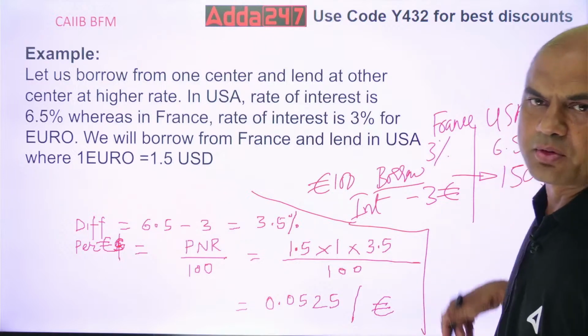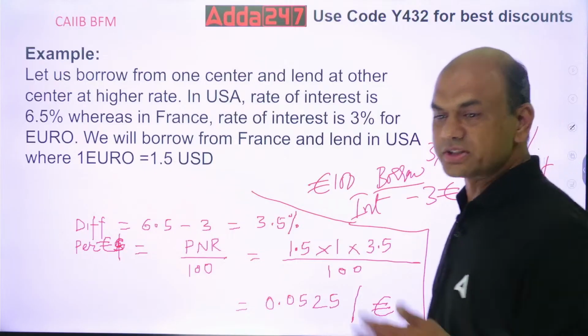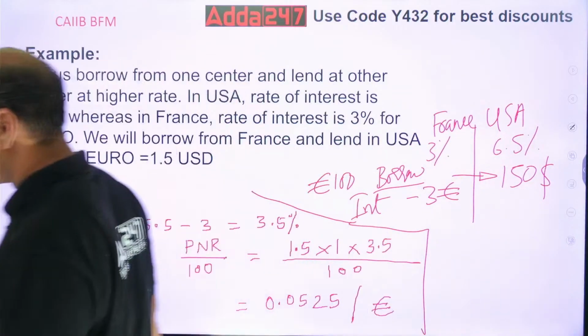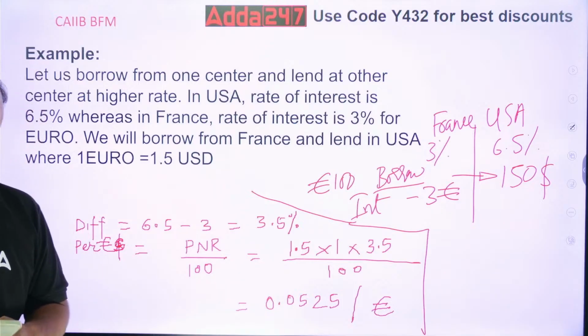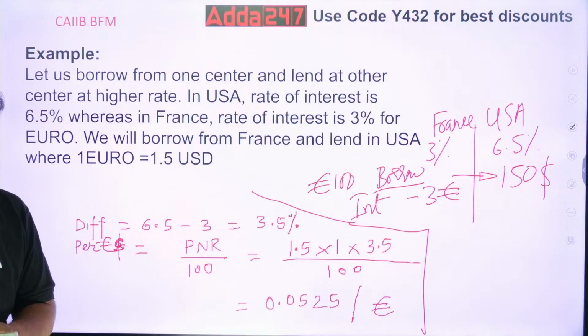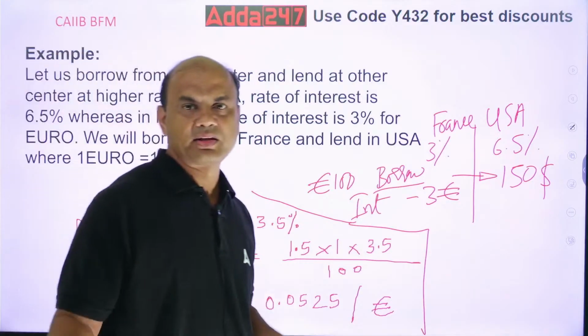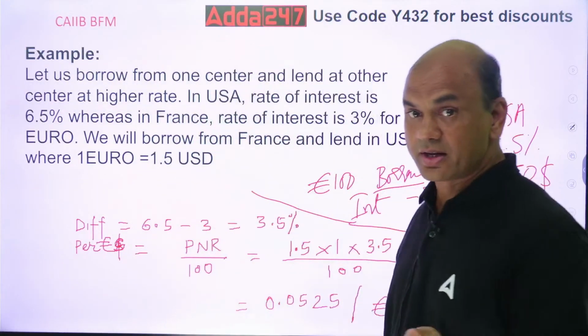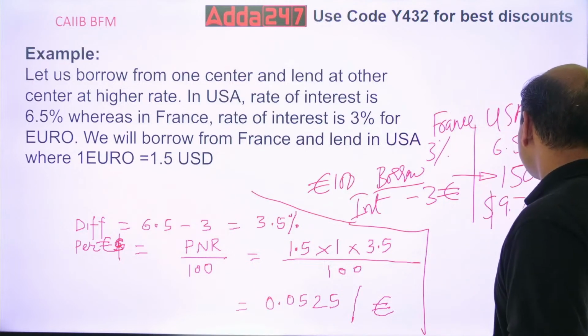This dollar, what will I do? I'll put it in an FD. So how much will I earn? 150 into 6.5%. Do it, everyone. What are you getting? 150 into 0.065, so you're getting 9.75. Are you getting it, everyone? 9.75 dollars, I am getting as a plus.